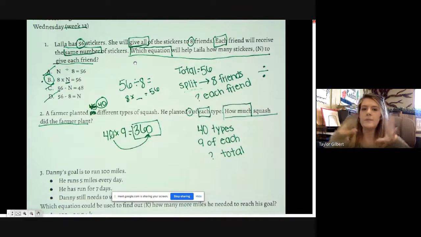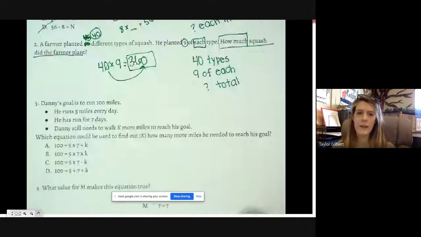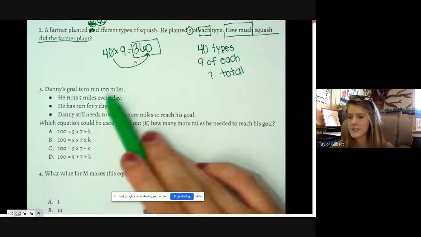Okay, so you had 40 types, 9 of each type, 360 squash altogether. That's a lot of squash. Okay, next one. This one has a lot of different steps, so we might have to do a lot of different things.